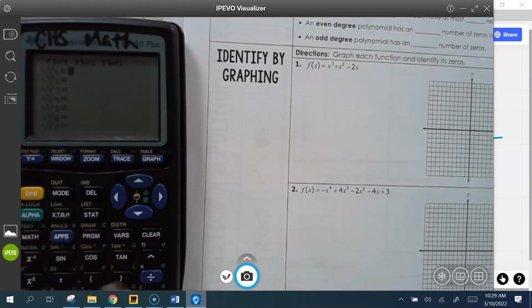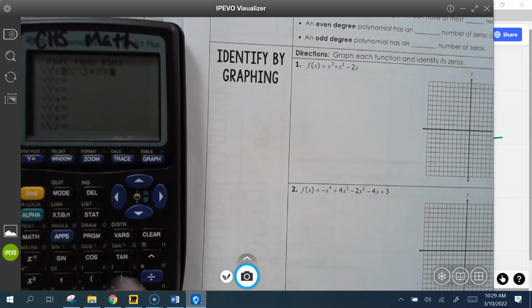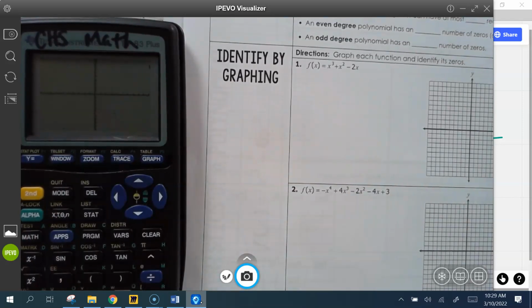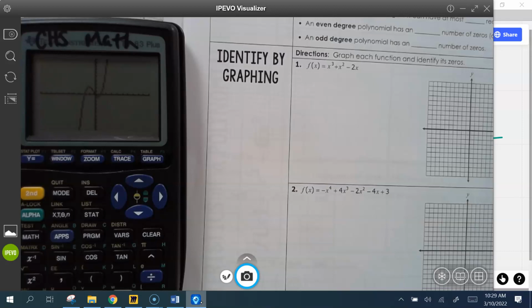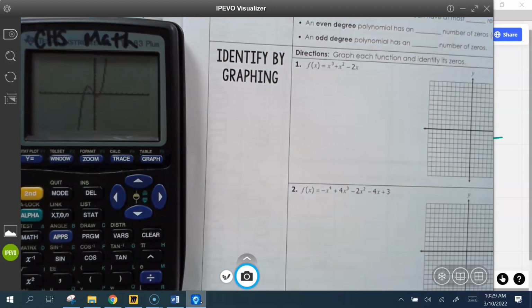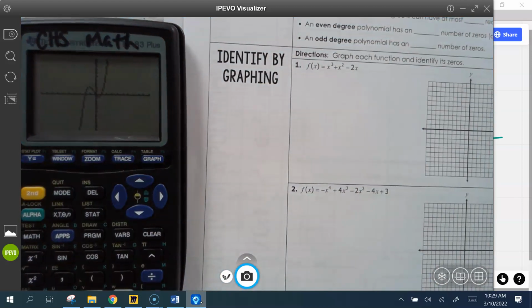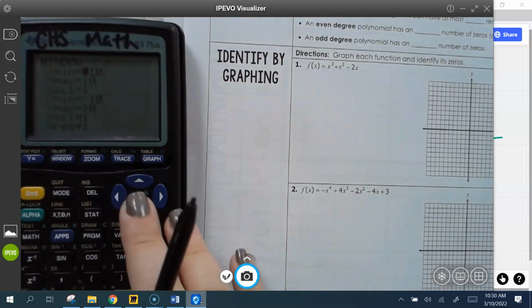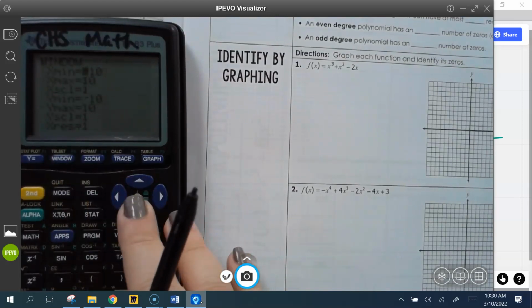Y equals x to the third plus x squared minus 2x. I'm going to do a Zoom 6 because that's my favorite. And it says to calculate the zeros, okay? So notice here, I do have 2 zeros here, and it's kind of hard to see, but that does loop down under that and pass back up. So what I might need to do is hit my window and zoom in a little bit on that.